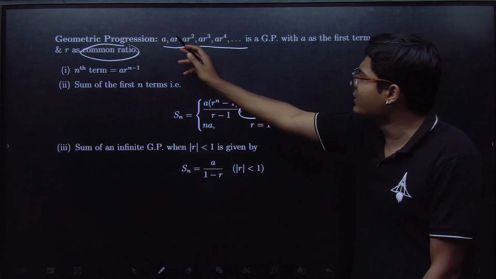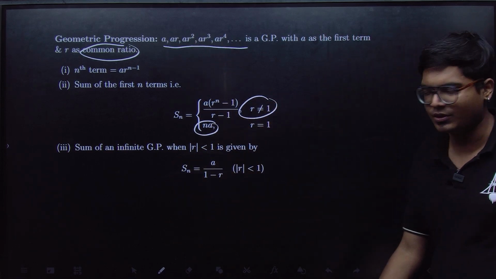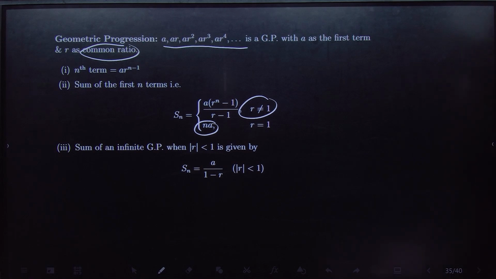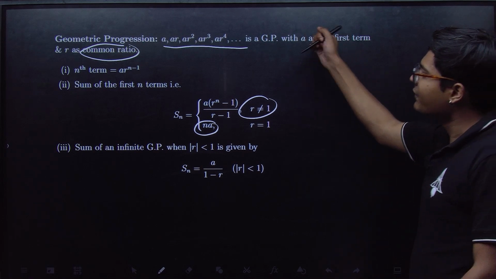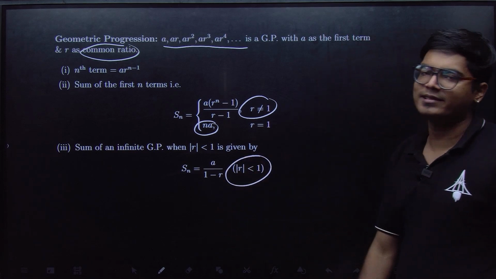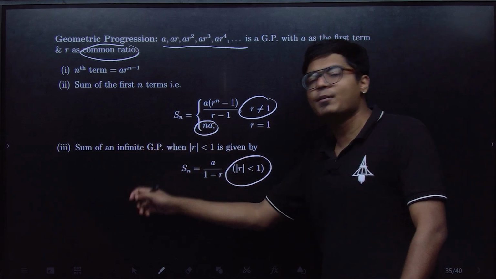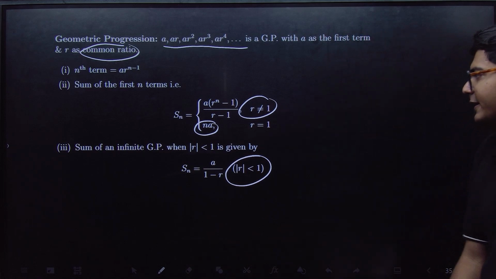Because if r is equal to 1, you basically get a constant GP. In that case, the sum turns out to be n times a. Now, the sum of an infinite GP: in case of a GP, we can talk about an infinite GP, and its sum is nothing but a by 1 minus r, given that mod of r is less than 1. So the absolute value of the common ratio should be less than 1, only then is the sum of an infinite GP defined.